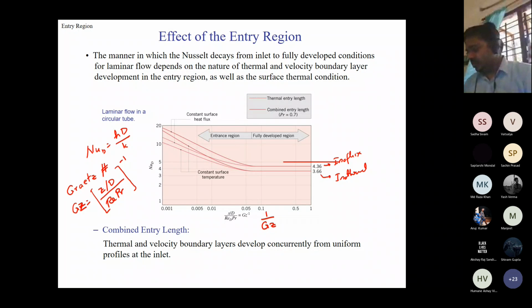Okay? Now the last point I want to make is in this plot, and I'm going to share this slide set with you. What you see is there are two pairs of lines. One is solid, the other is dotted. Of course, one corresponds to constant heat flux, one corresponds to constant temperature, in both these pairs. Now, what does the dotted line mean? It means it is the thermal entry length.